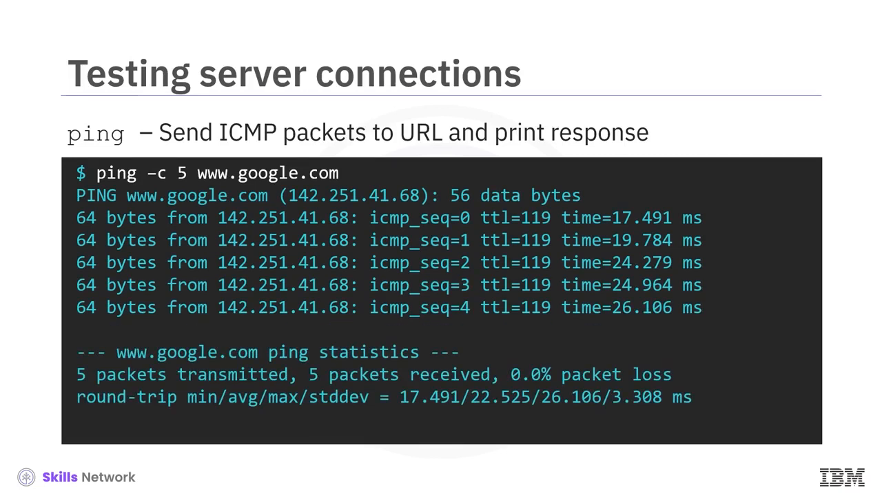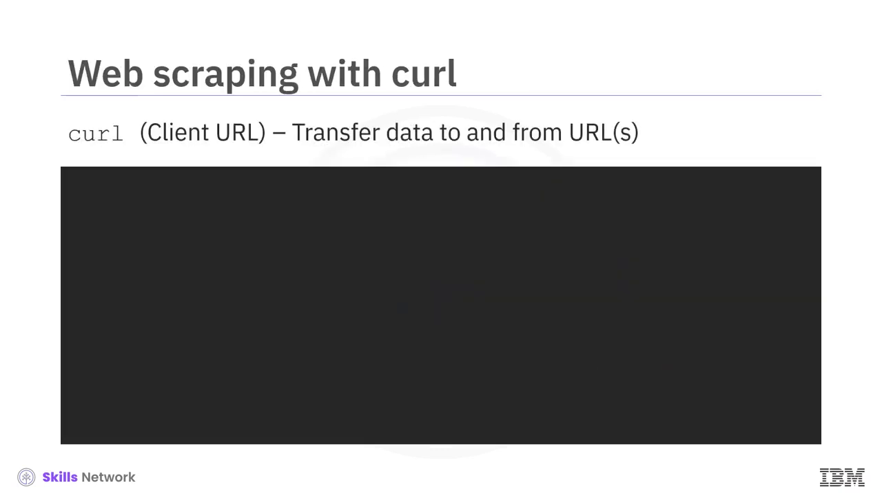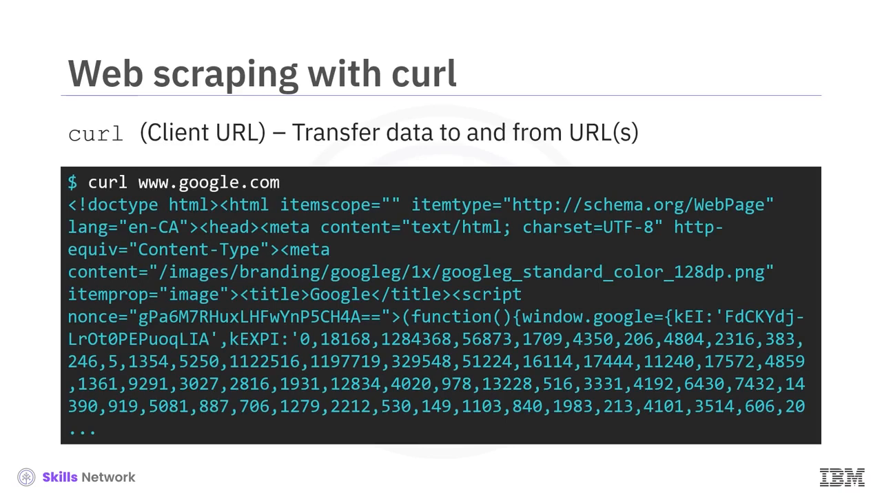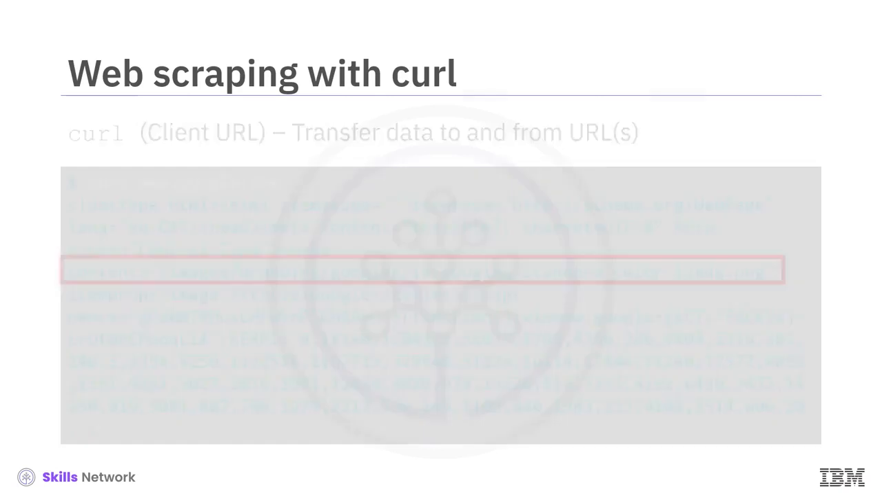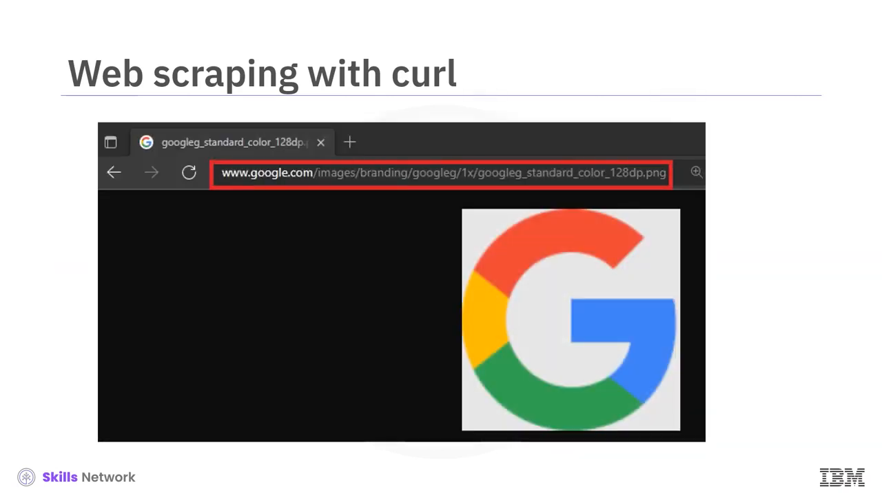without the -c option. The curl command is a powerful tool that enables you to transfer data to and from URLs and supports many different protocols. Entering curl www.google.com returns the entire HTML content of the landing page at www.google.com using the default HTTP protocol. You can see, for example, the path to a PNG file for the Google G logo. You can render the logo by appending its path to google.com in your browser.